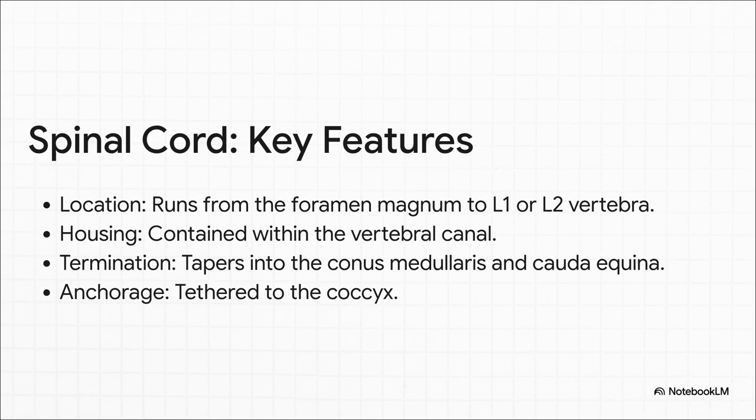Next, termination. The cord itself tapers down to a point called the conus medullaris. Below that point, a whole bundle of nerve roots continues downward, and this is called the cauda equina. And for anchorage, the entire thing is tethered right down to the coccyx, your tailbone. And here's an important note. That L1, L2 endpoint is for adults. In children, the spinal cord actually ends a bit lower down.